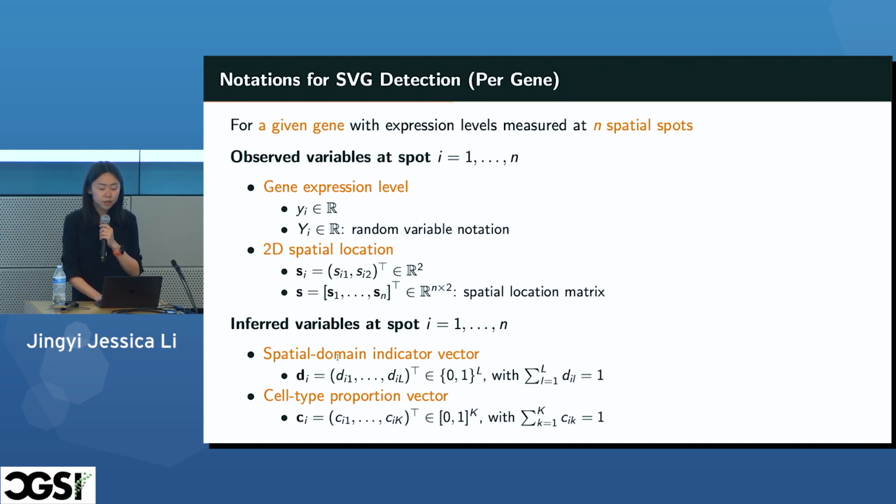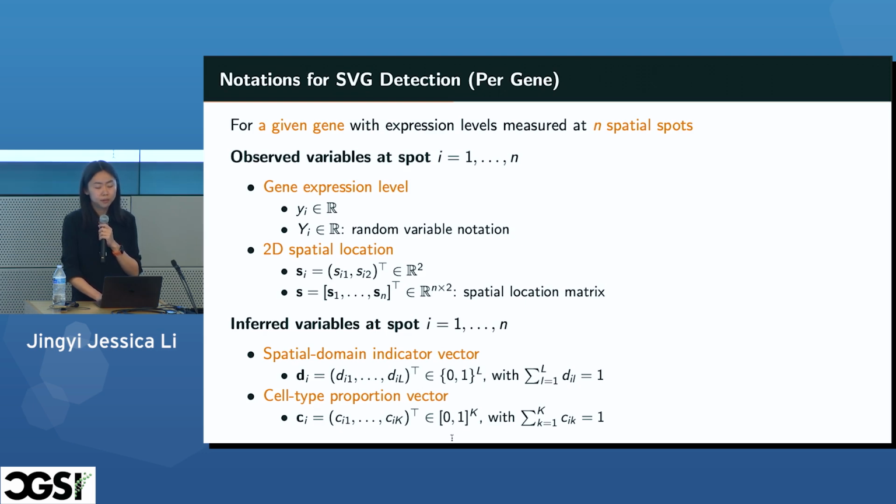And as I mentioned, some methods will use additional information such as spatial domains and cell types. I call those inferred variables because they were usually inferred from the same spatial transcriptomics data. It's not like you know them beforehand, but you will use gene expression levels to infer them. So spatial domain is usually an indicator, like one spot is only in one domain. Therefore, we encode them into this vector. Suppose that there are a total of L domains, then spot i must be in one of the L domains. We indicate that by 1, and the other values are 0.